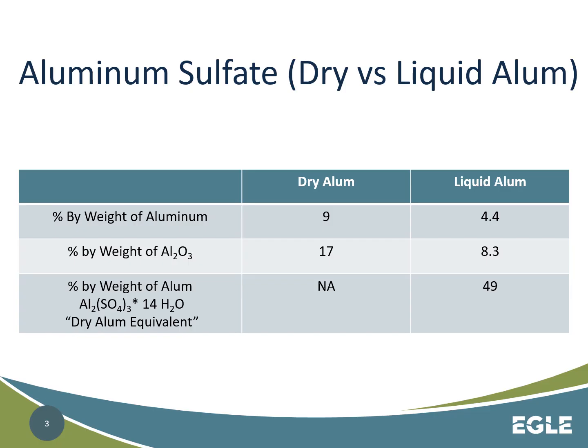And of course, if you take a look at the other two, percent by weight of aluminum oxide could also be found on some manufacturers' product data sheets, 8.3, and then around 4.4% by weight of pure aluminum ion, right? Having these percentages, you can find the dosage that you're trying to calculate.